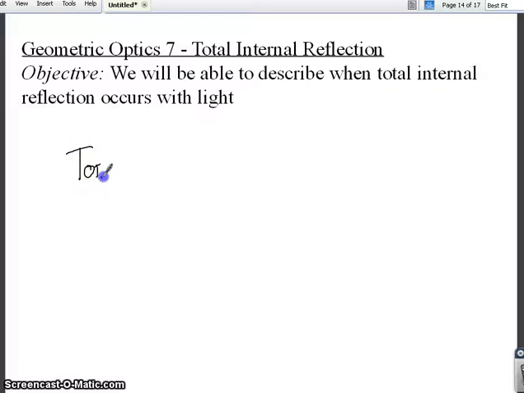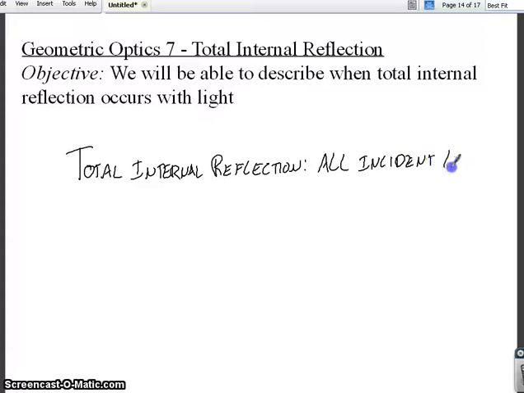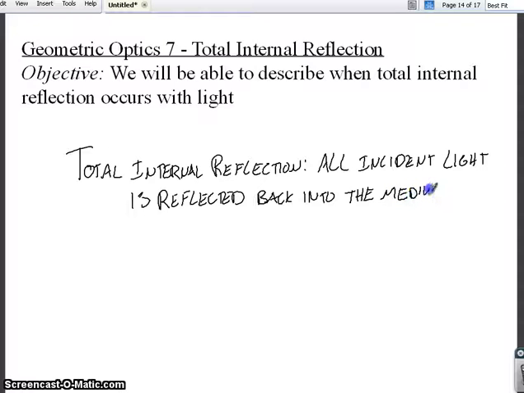Total internal reflection is when all incident light is reflected back into the medium. Okay, all incident light is reflected back into the medium.